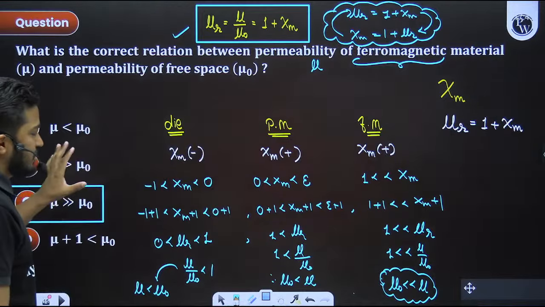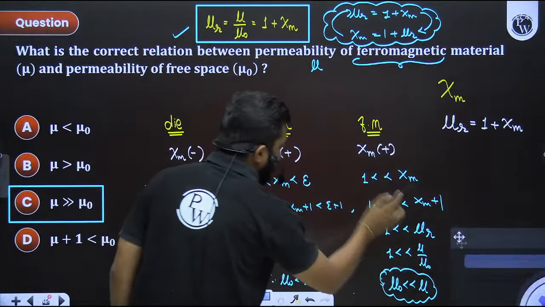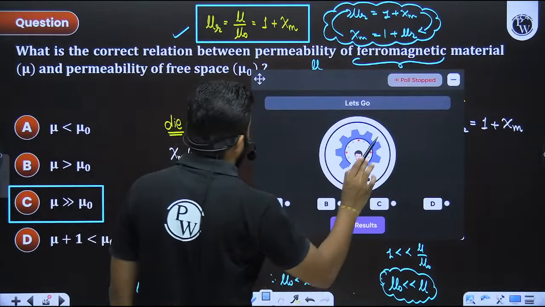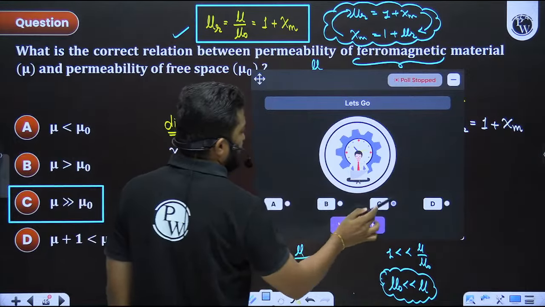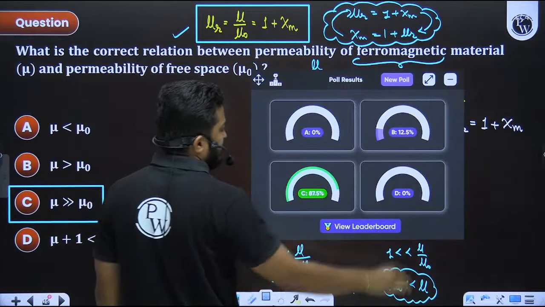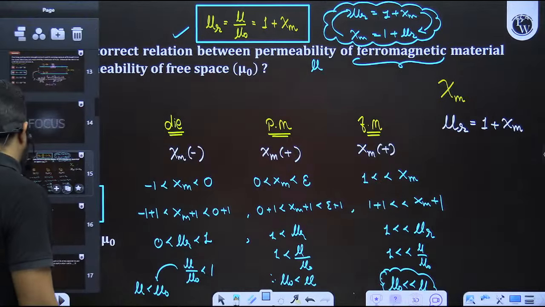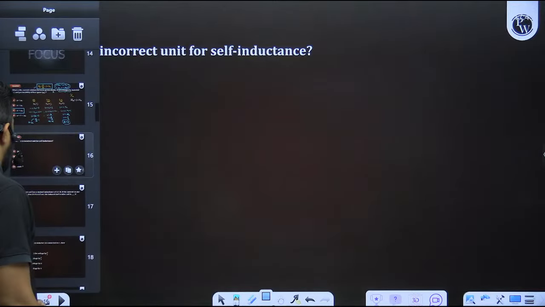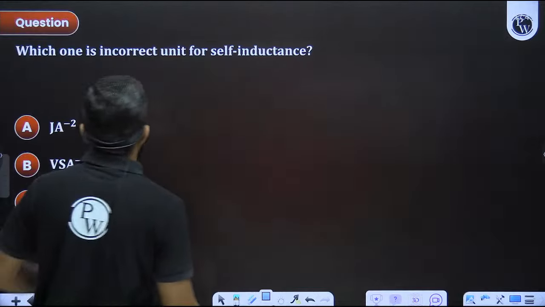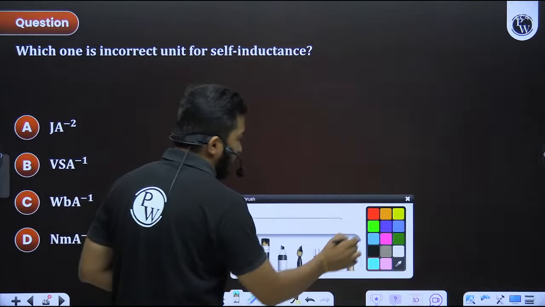So it is not just one MCQ, it is the entire concept related to xm for any of the elements here. Okay, so option C is the perfect answer. That's fine. 87.5% of students are going to be correct. Which is the incorrect unit for self inductance? It's a really good question here.